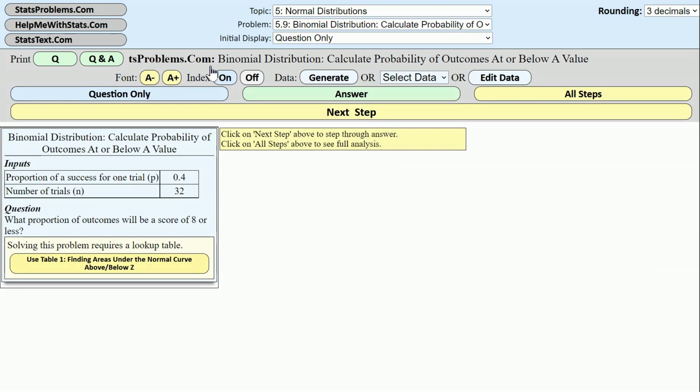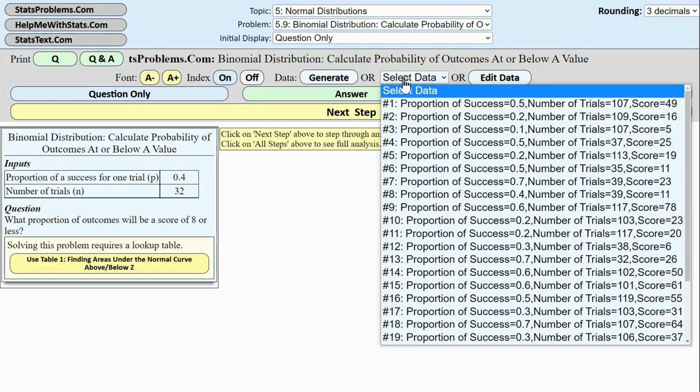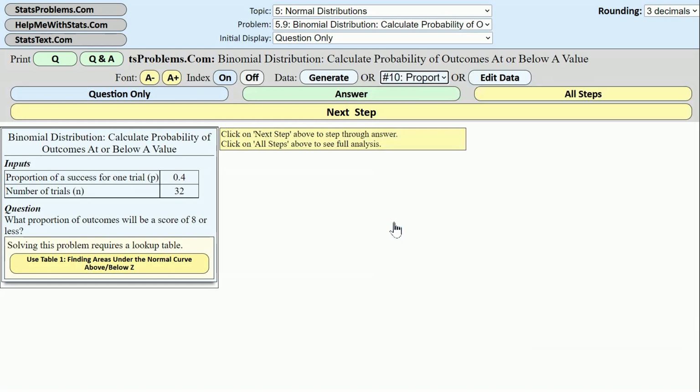Statsproblems.com was used to create this tutorial, which can help use the binomial distribution to calculate the probability of outcomes at or below a value. Let's begin by selecting one of the 25 example problems. The question appears in the blue box.